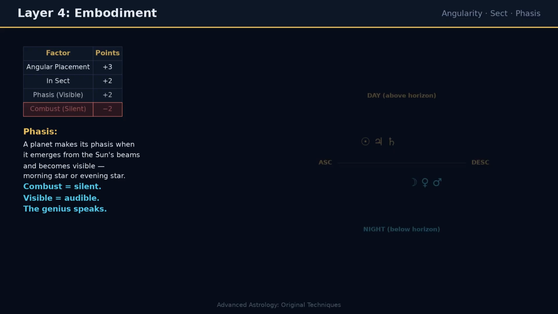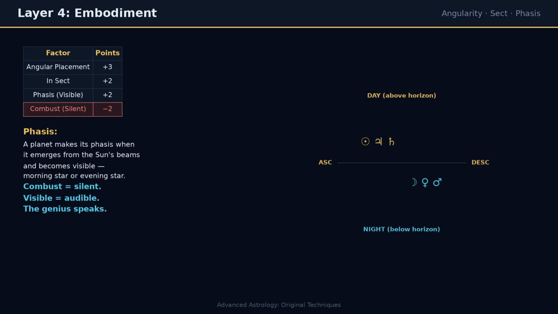Layer 5, the activation layer. Here, we integrate annual perfections with solar returns. Perfections are a Hellenistic Time Lord technique. The formula is simple. House equals age modulo 12 plus 1. Each year of life, the perfected house advances one sign from the ascendant. The planet ruling that sign becomes the Lord of the Year, the Time Lord who governs that 12-month period.